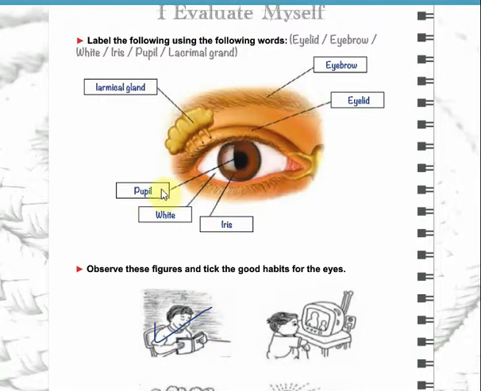This is the pupil. The pupil is the black part of the eye, and the iris is the colored part of the eye. Lacrimal gland secretes tears, and we have the eyelids and eyelashes. They protect our eyes. Okay?